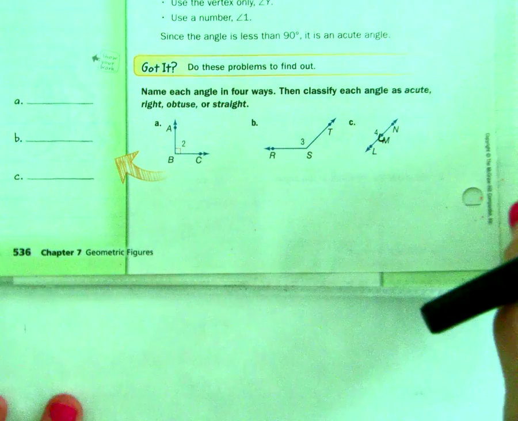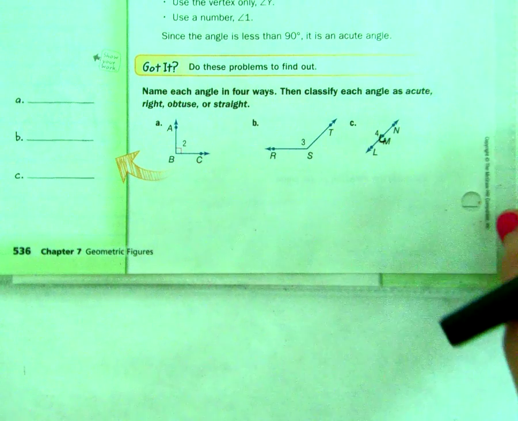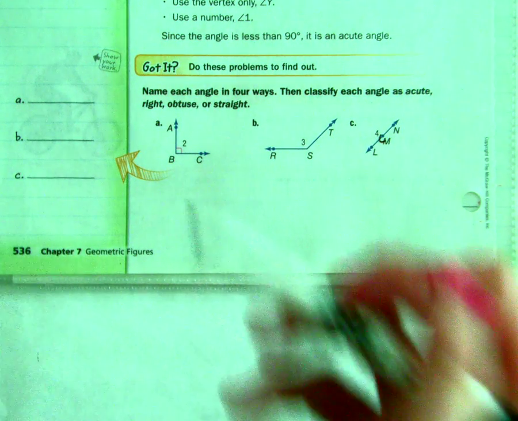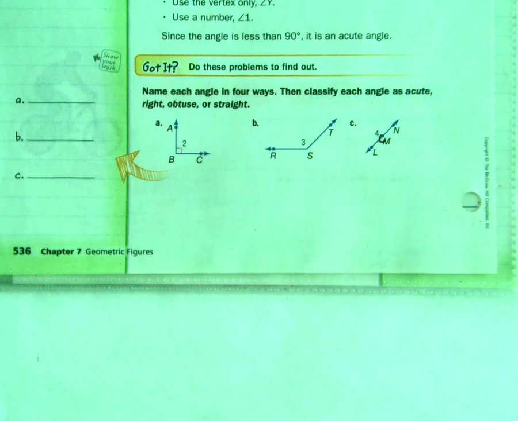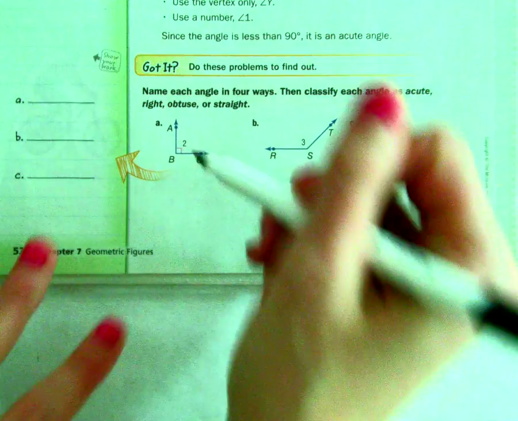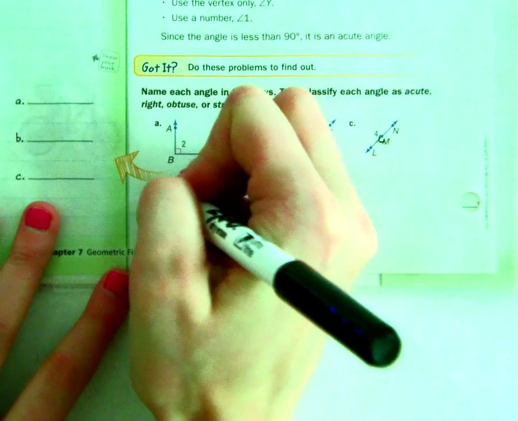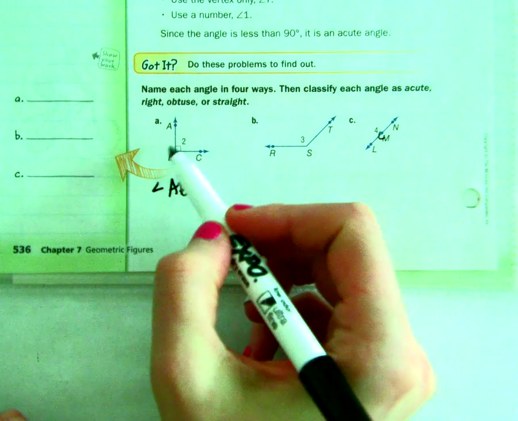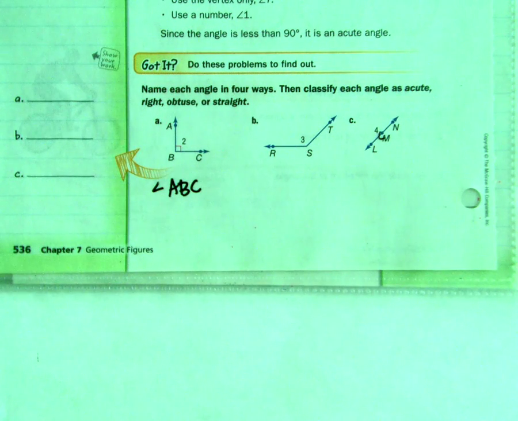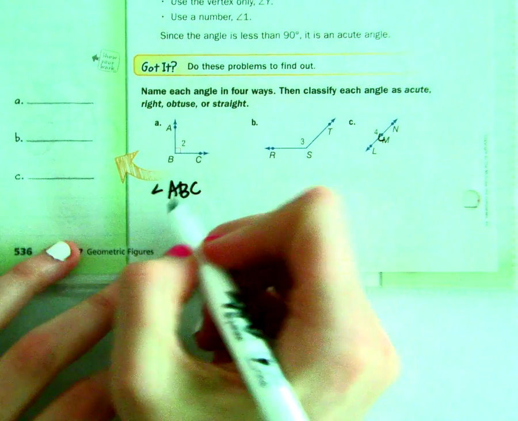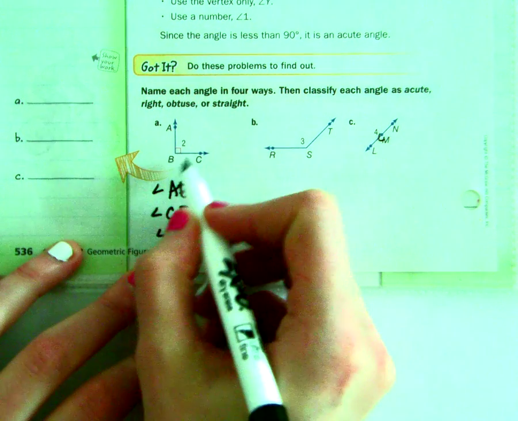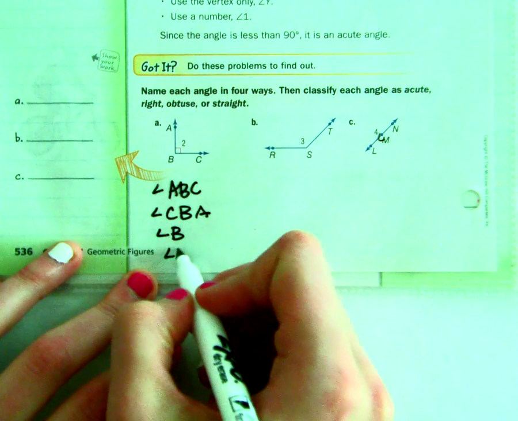Okay, the first thing we're going to do is name each angle in 4 ways. Then we're going to classify each angle as acute, right, obtuse, or straight. So when I look at my angle here in letter A, I have A, B, C, and a 2. When I go to name my angle, I'm always going to follow an order of how my angle goes. So I would say this is angle A, B, C. And the letter that you put in the middle is actually showing where your two lines meet to form that angle. I could reverse this and say it's angle C, B, A. I could just name it angle B, or it could be angle 2.